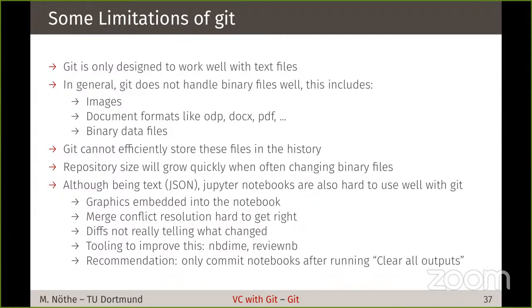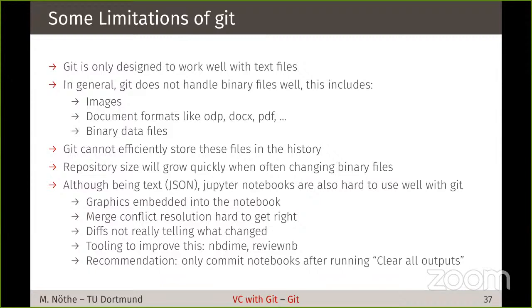Git cannot really efficiently store these in the history, and especially it cannot store the changes efficiently or show you git diff for a picture or git diff for a Word document. And when you store files like these in the Git history and change them using commits quite regularly, the repository size will grow very quickly, because basically Git will add just snapshots of these files as they are to the history and cannot really compress them effectively as it does with the text files.